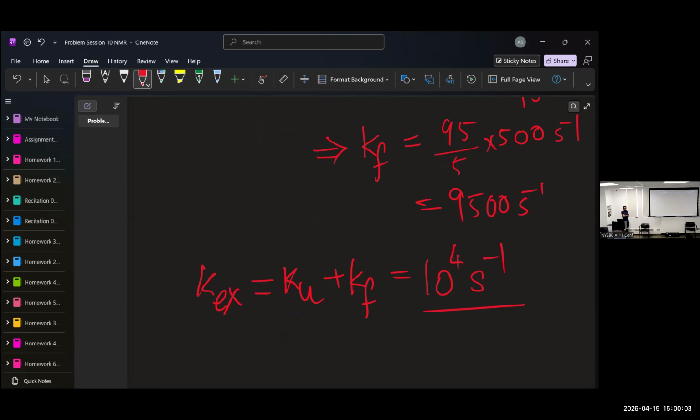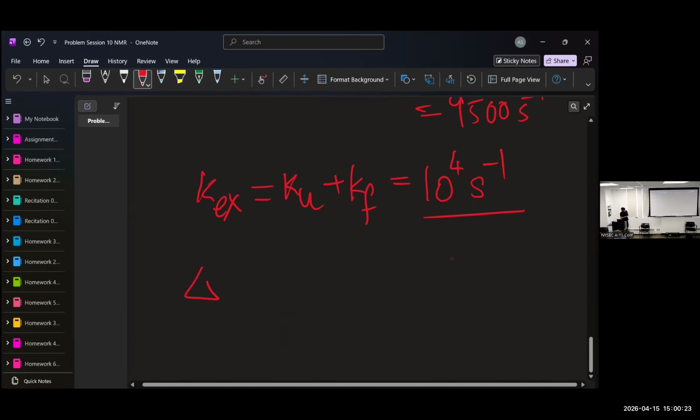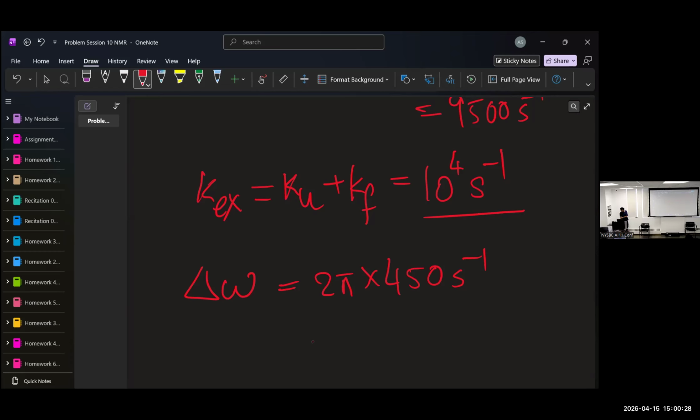One is in hertz, the other is per second. Per second, isn't that hertz? Hertz is cycles per second. If you've got a cycle, what do you account for that? 2 pi. So I have to multiply the emission difference by 2 pi. And this is really important in determining whether exchange is fast, slow, or intermediate. Do not forget to account for the factor of 2 pi.